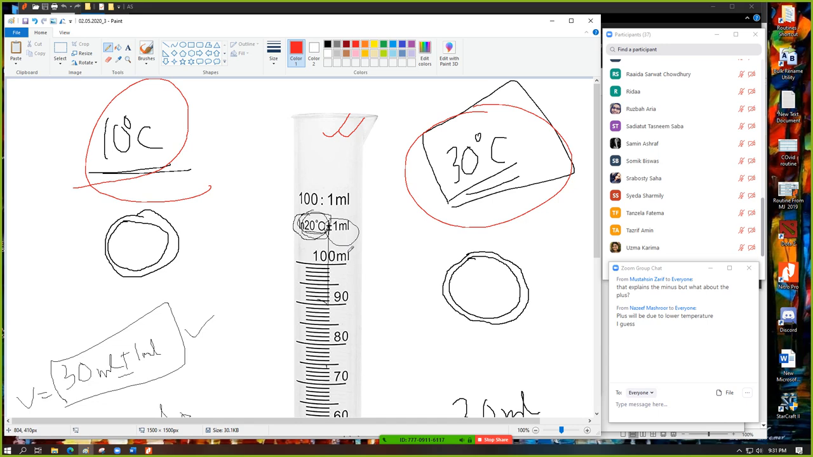temperature is capable of making the reading go above the actual volume, it can also make the reading go below the actual volume. So this is a type of random error which is capable of deviating the reading on both sides of the measurement. Do I make sense?